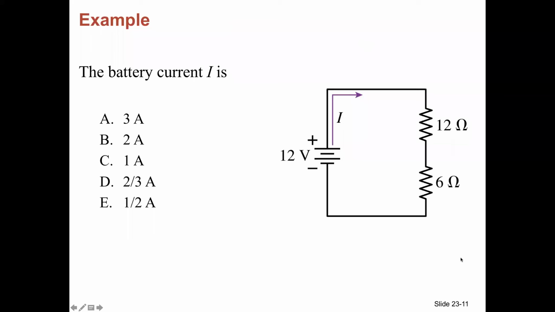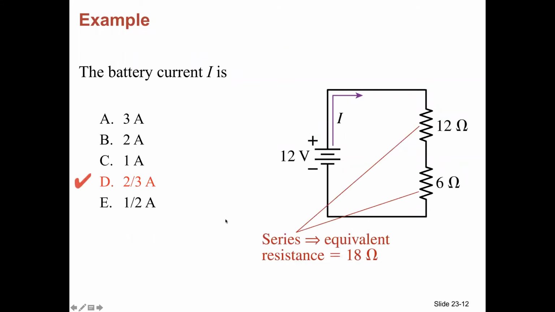All right, a lot of answers right now in the chat, all D. So you guys are good there. Looks like you got that. So here you replace the 2 resistors with their equivalent, which is 18 ohms. Use Ohm's law to get the current. So it seems like you guys got that quickly.